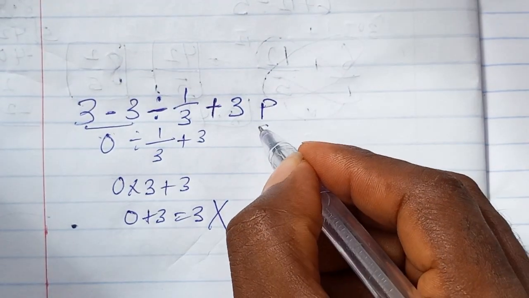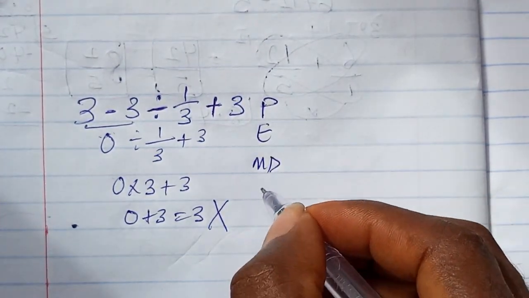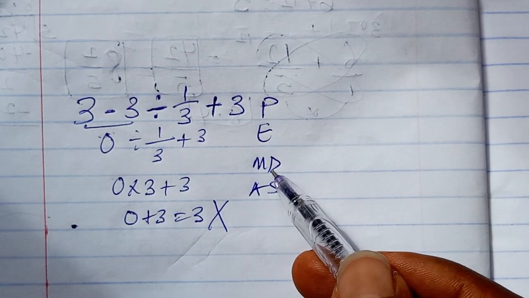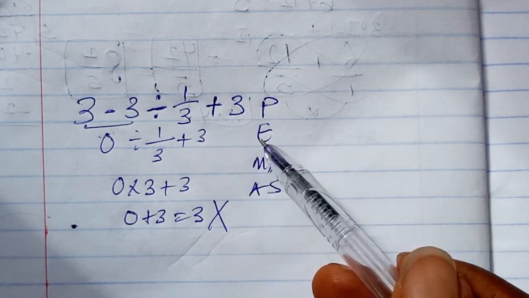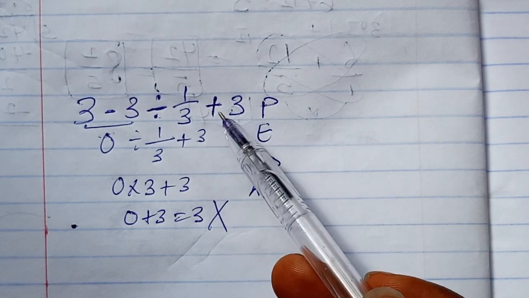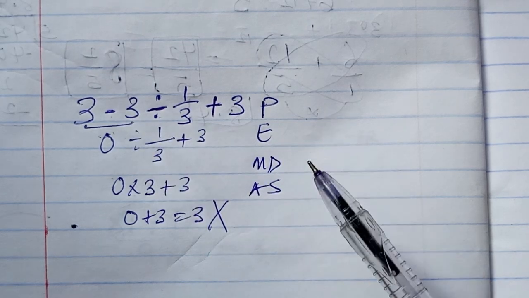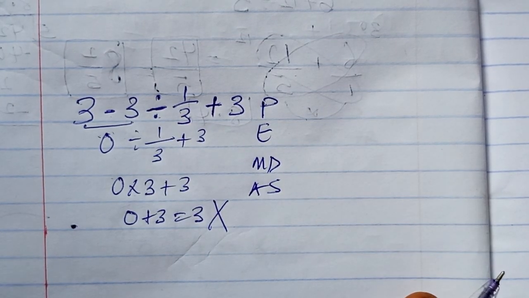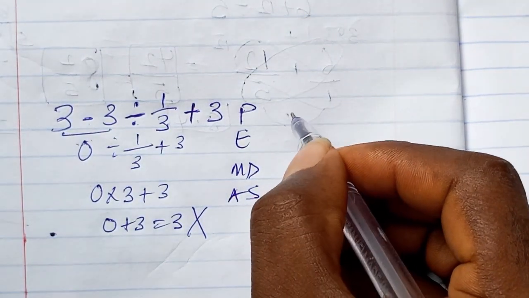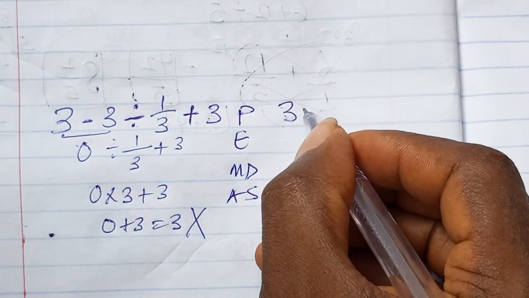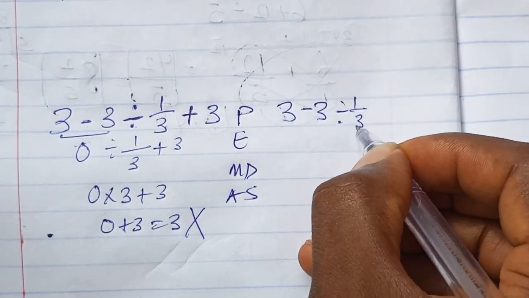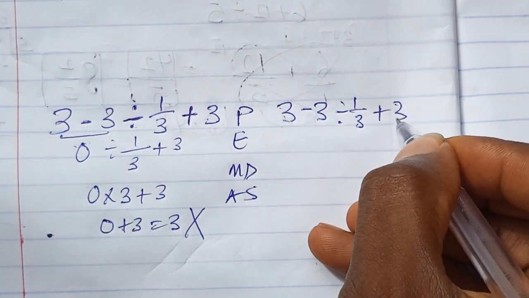If we use our PEMDAS rule, we have to solve from left to right. There's no parentheses in the question, there's no exponent. So we have our multiplication and division, one division, one addition, one subtraction, and so on and so forth. So let's see the correct way of solving this. So we have 3 minus 3 divided by 1 over 3 plus 3.